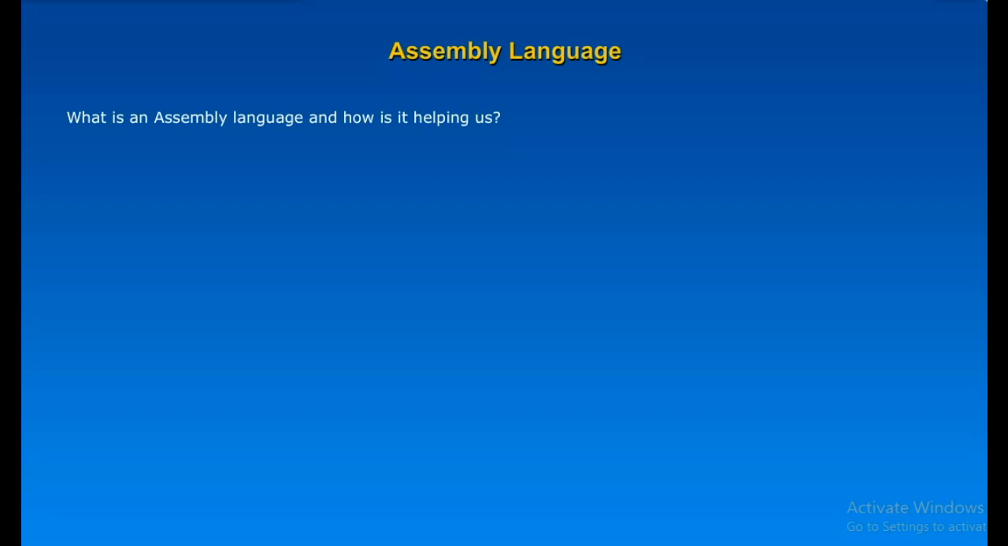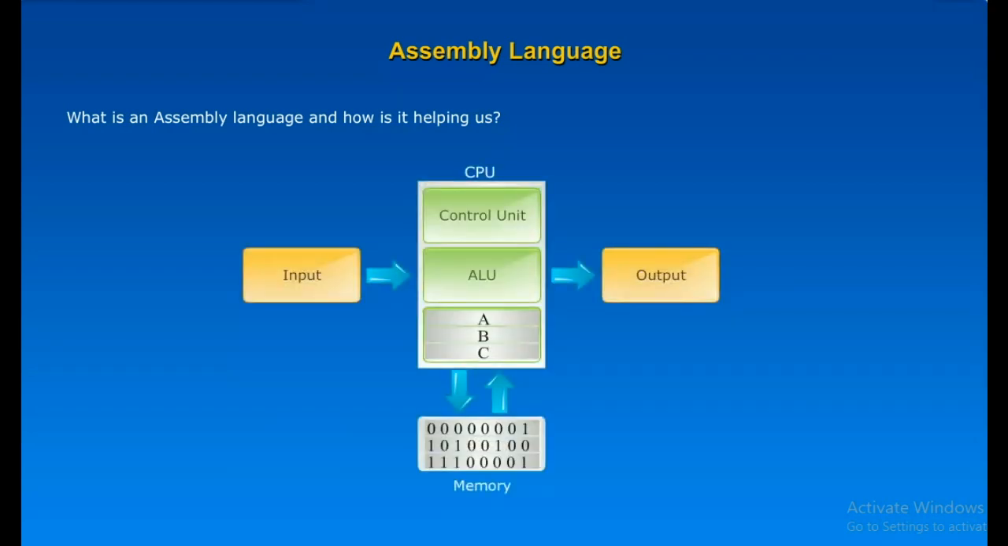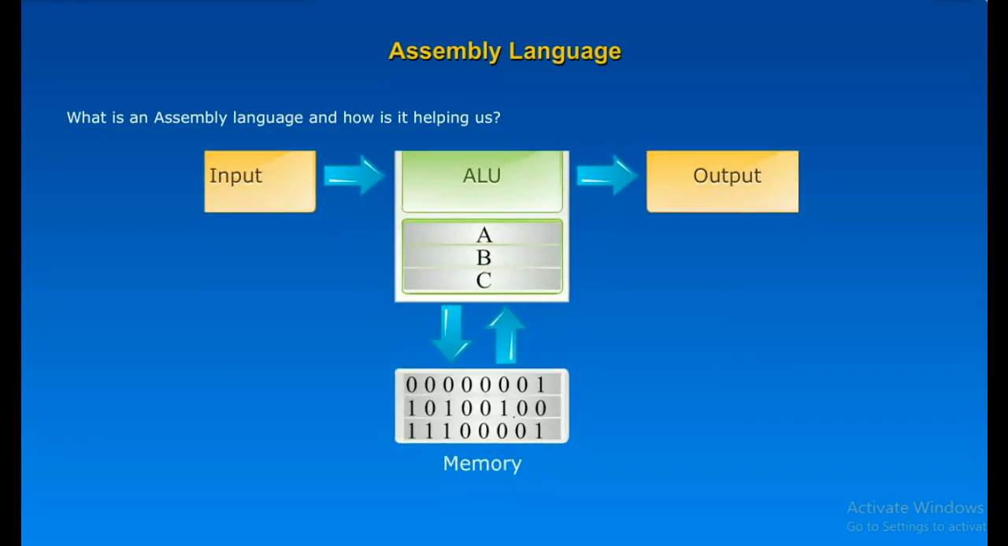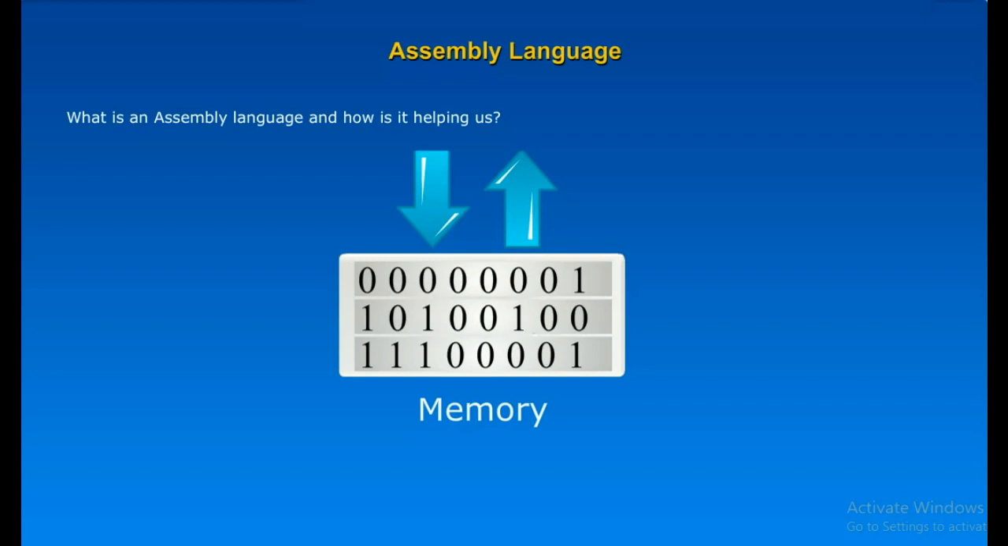What is an assembly language and how is it helping us? We are going to see that now. A processor understands and executes only machine instructions, which we know are in binary language. According to von Neumann, the binary codes are stored in memory and are fetched one by one and are executed. If a programmer wished to program directly in machine language, then it would be necessary to enter the program as binary data. Is it possible in all situations?